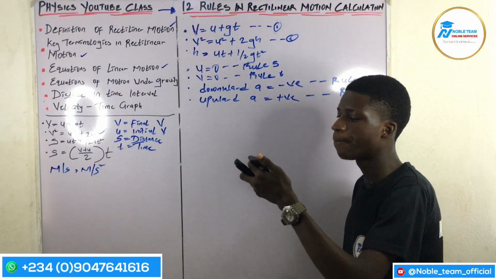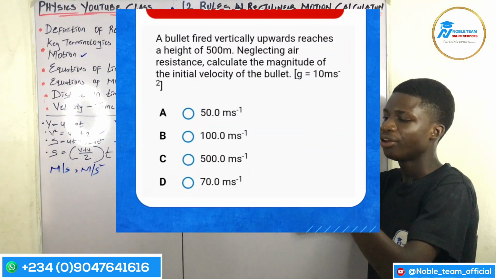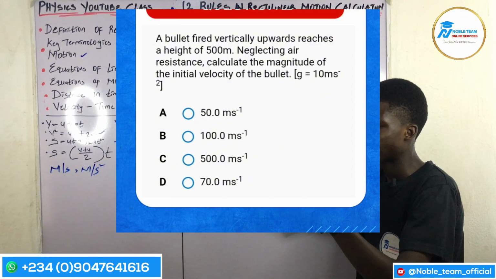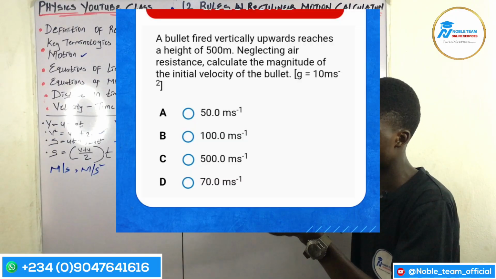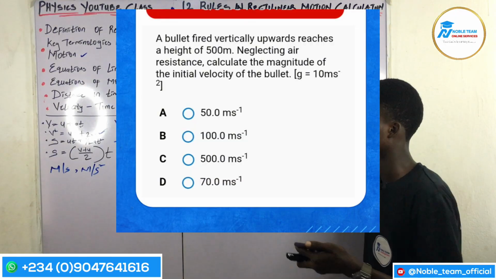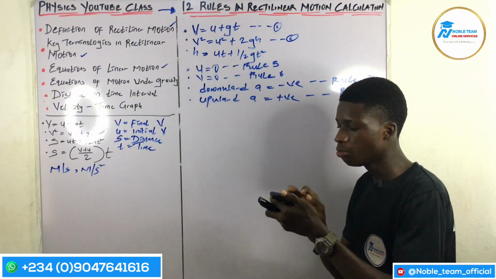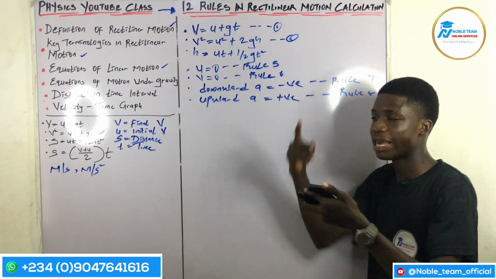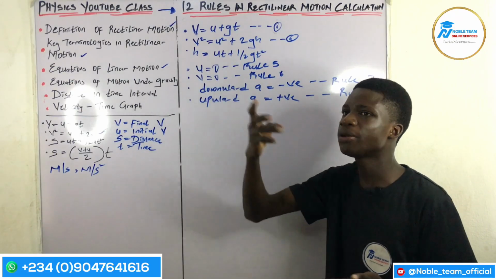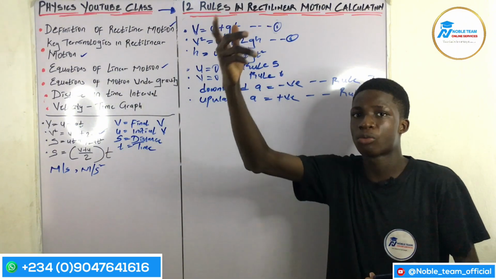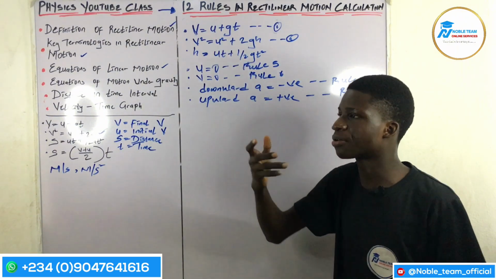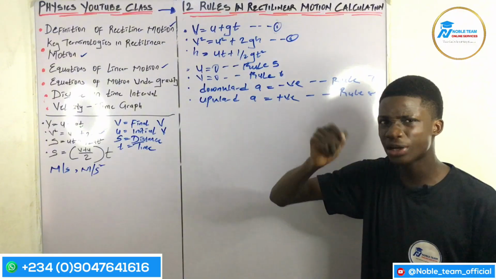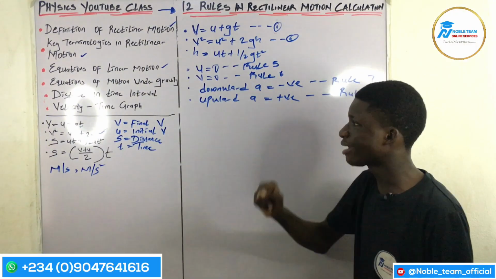Now the question says a bullet fired vertically upwards reaches a height of 500 meters, neglecting air resistance. Calculate the magnitude of the initial velocity of the bullet. Now looking at this, we have a keyword here. Moving upward, our A is going to be what? Positive. Now it says reaches a height. Remember when you say reaches a height, it's simply saying that it reaches a maximum height. And remember when I said when an object reaches a maximum height, your v is what? 0. Remember this rule. Make sure you know this rule. Write down these rules in your notes.